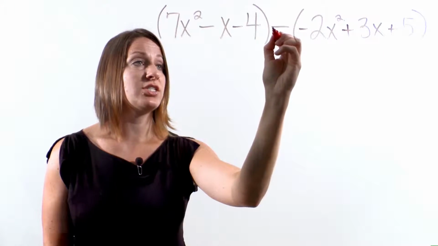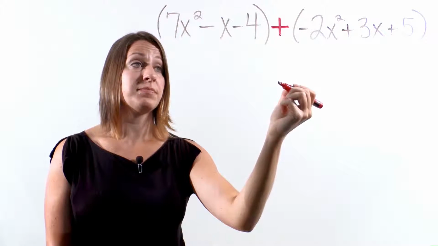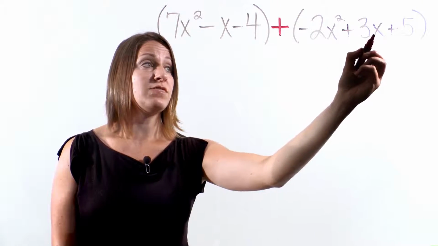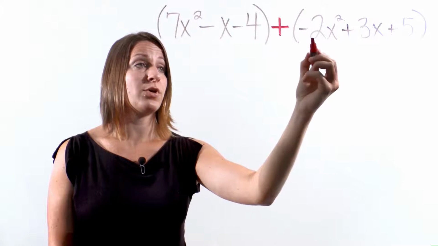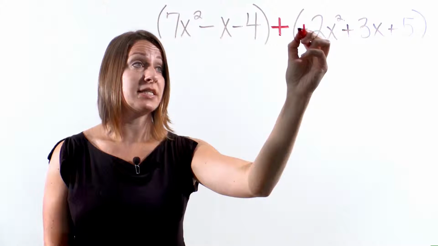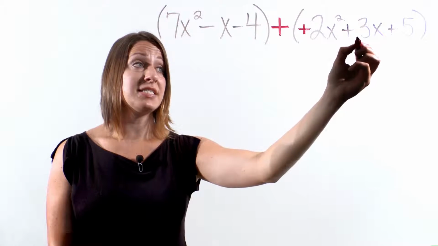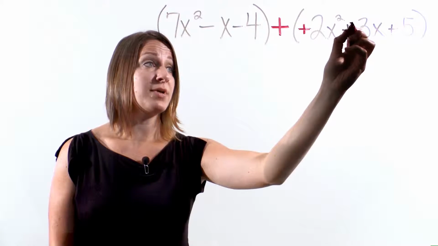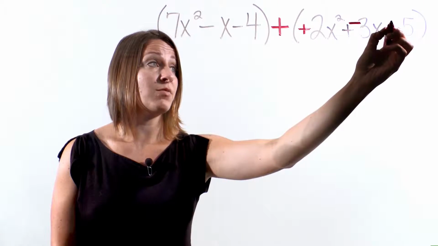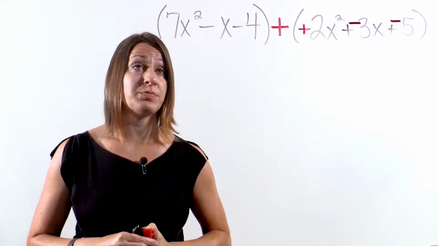So we're going to take this subtraction sign and make that a plus sign. But we're also going to change the opposite signs for each of these terms in this second trinomial. So instead of a negative 2x squared, we're going to have a positive. Instead of a positive 3x, it will become a negative. And instead of a positive 5, it will be a negative 5. And now we're ready to add like terms.